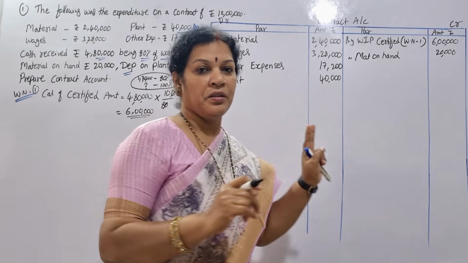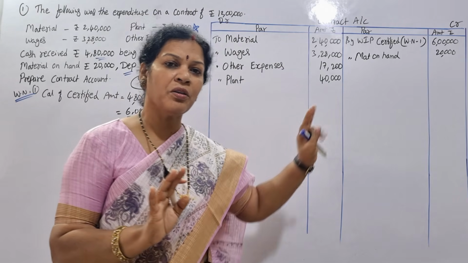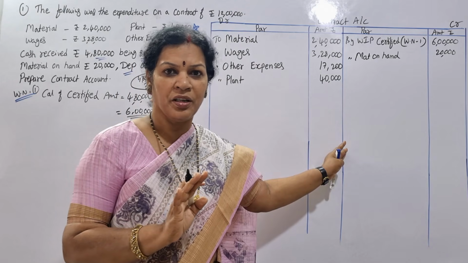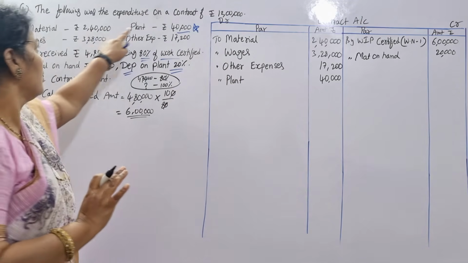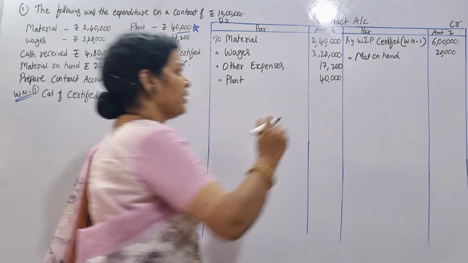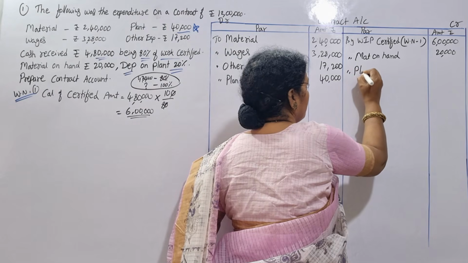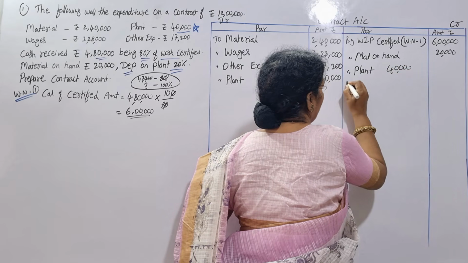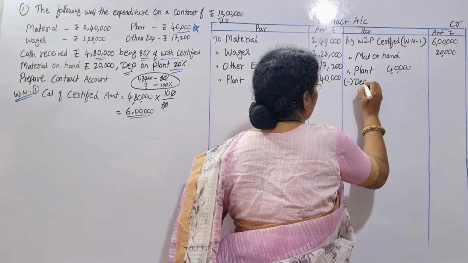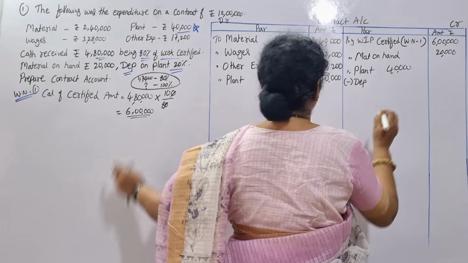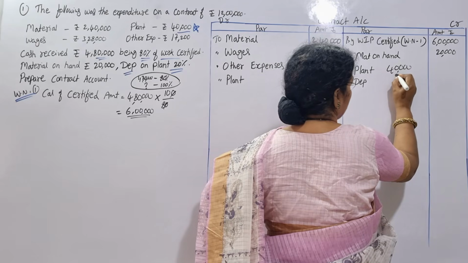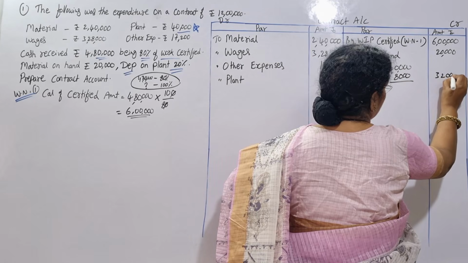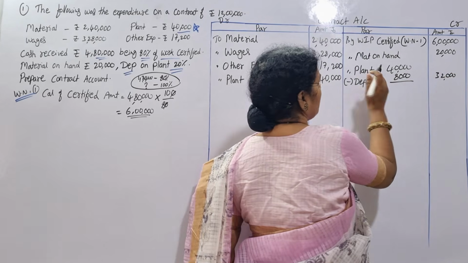Depreciation on plant is given. Depreciation on plant is always calculated on the closing balance of plant. Closing balance will be on the credit side. Same plant value, 40,000. Same 40,000 only will write here. By plant 40,000 minus depreciation. How much is the depreciation? 20%. 20% means it comes to 8,000. So the outer column is 32,000. This you can also show in working notes.